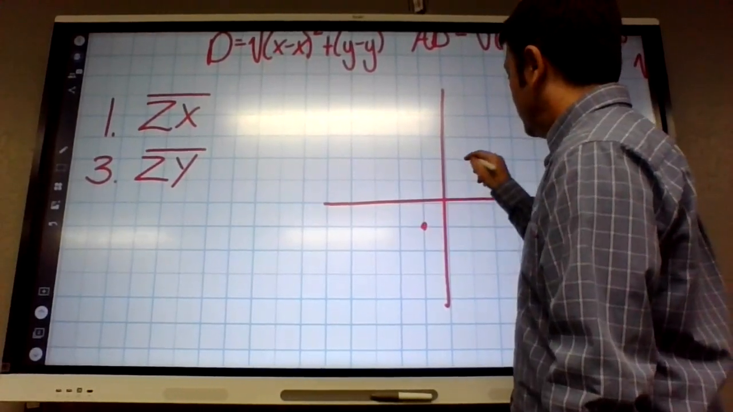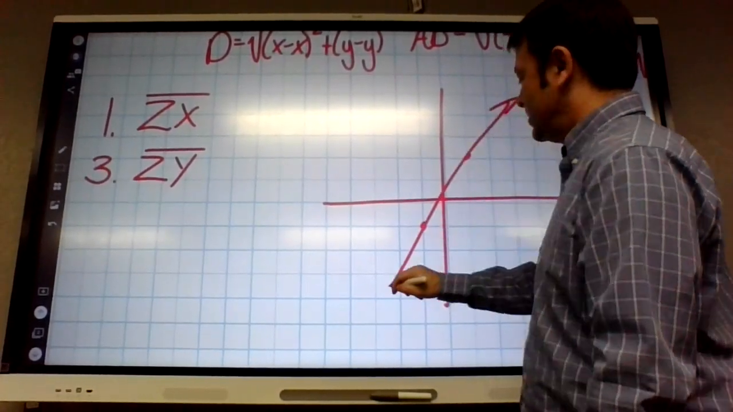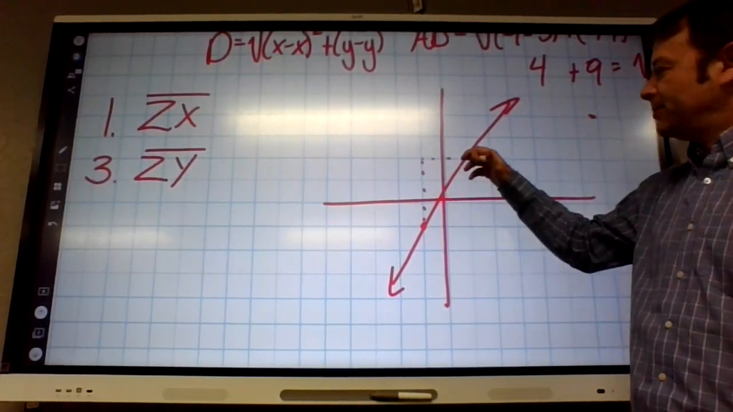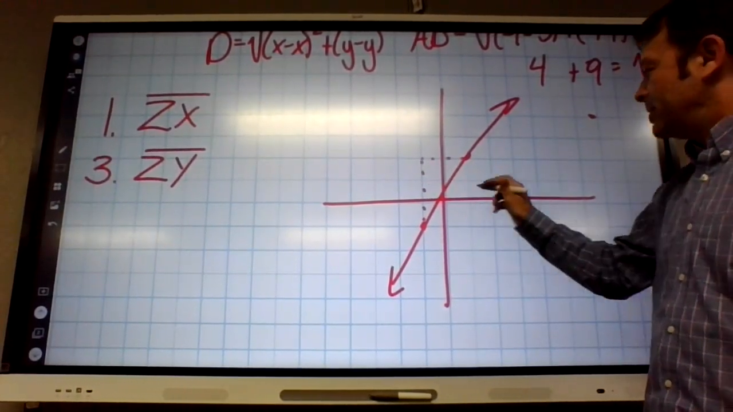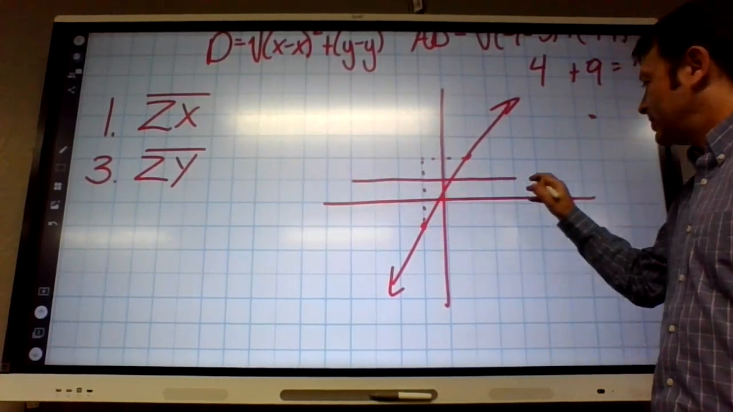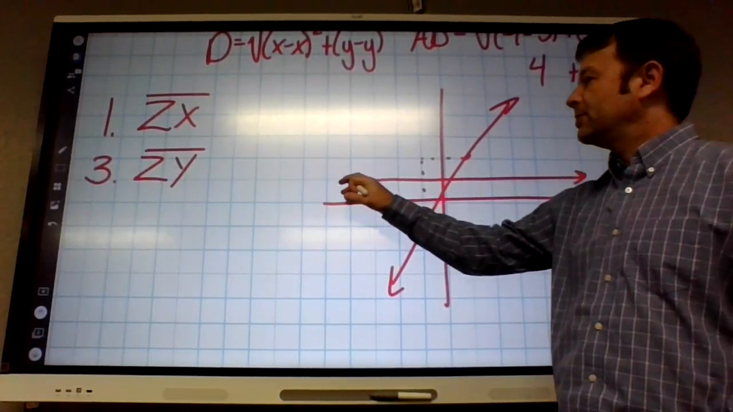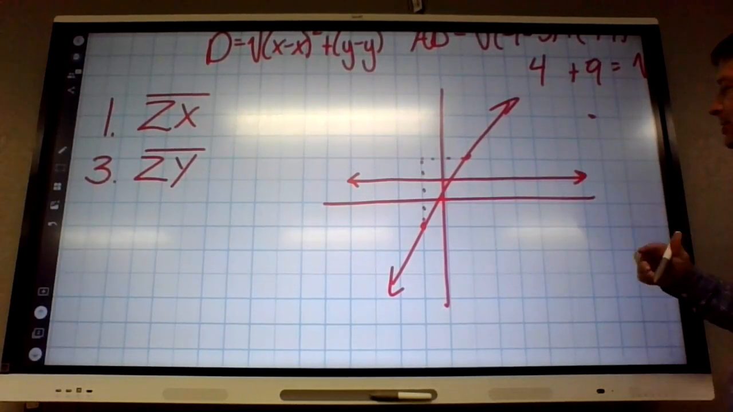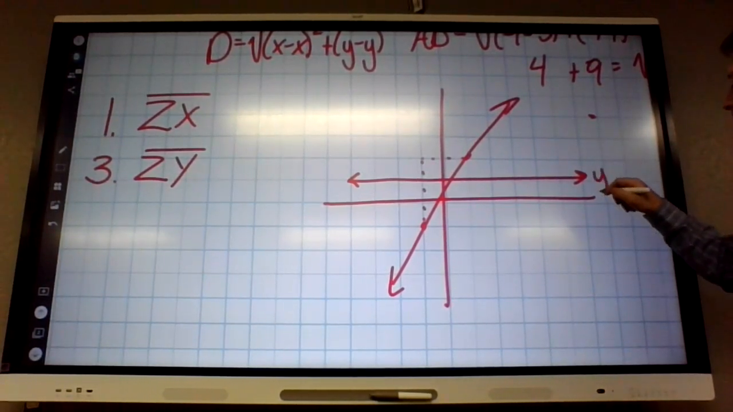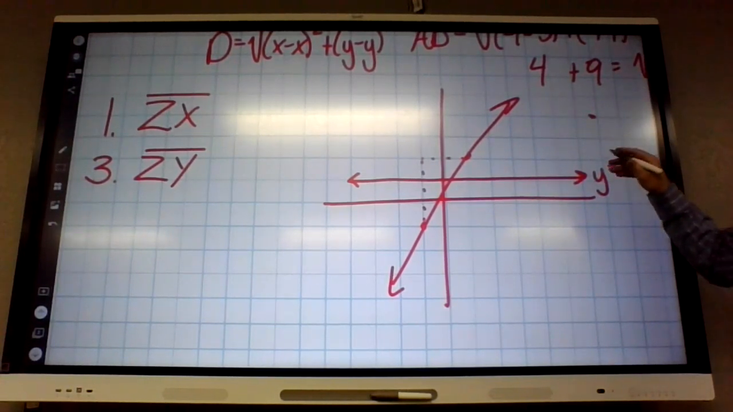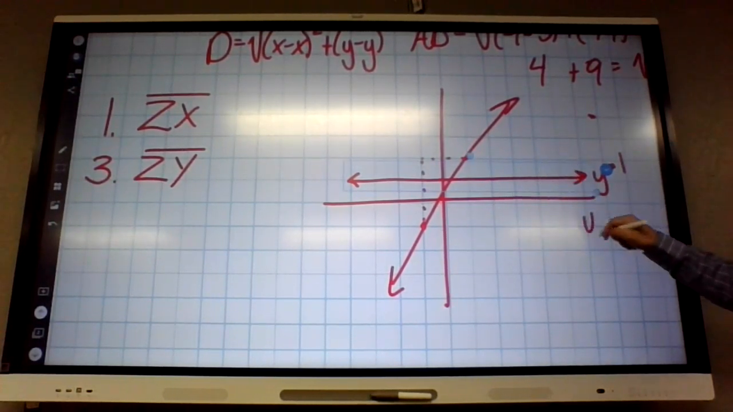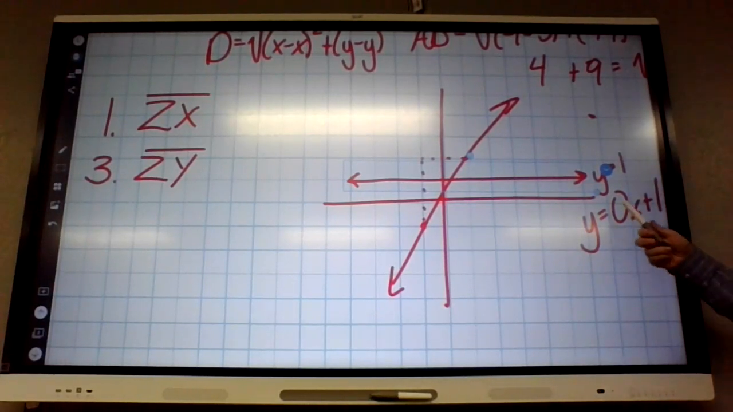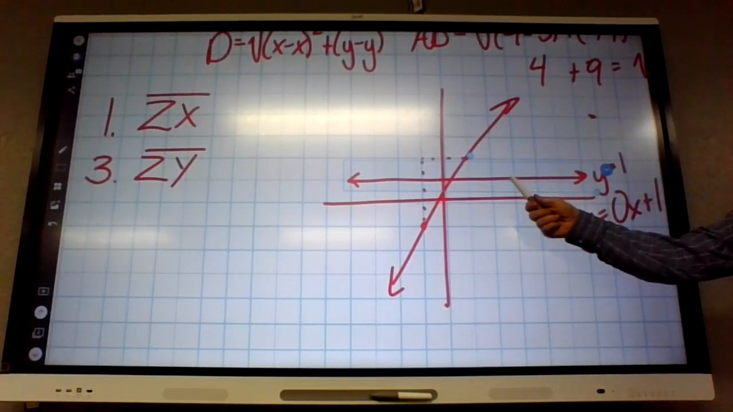So, how do I find the slope of this line? Rise and run. Rise 3, run 2, same as before, right? But what if the line looks something like this, horizontal? What's the slope of that line? 0. Okay, it is 0. The equation for the line is called y equals 1, but the slope of the line is 0. You could also call it y equals 0x plus 1. But the slope of any horizontal line is 0.